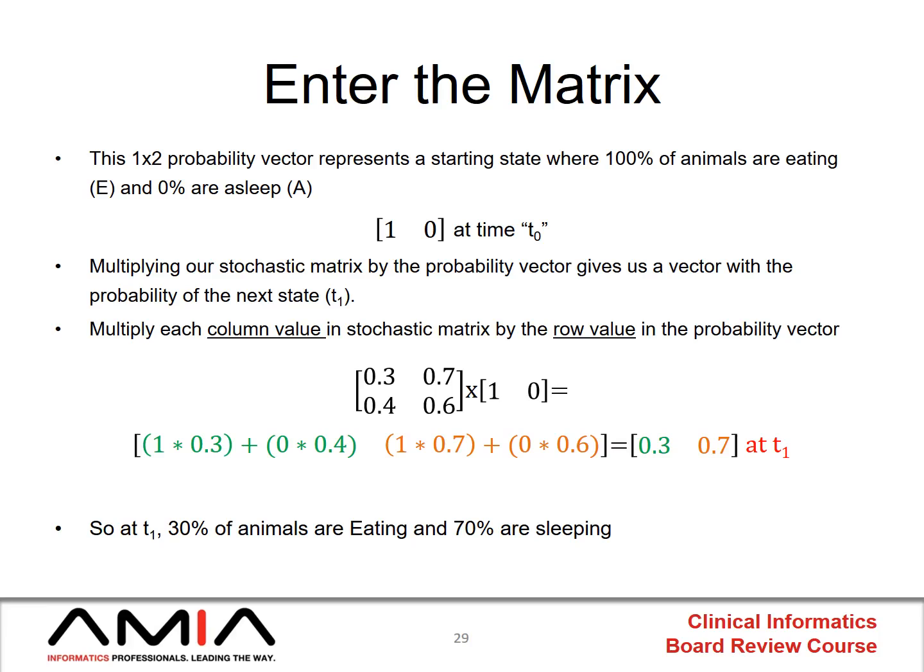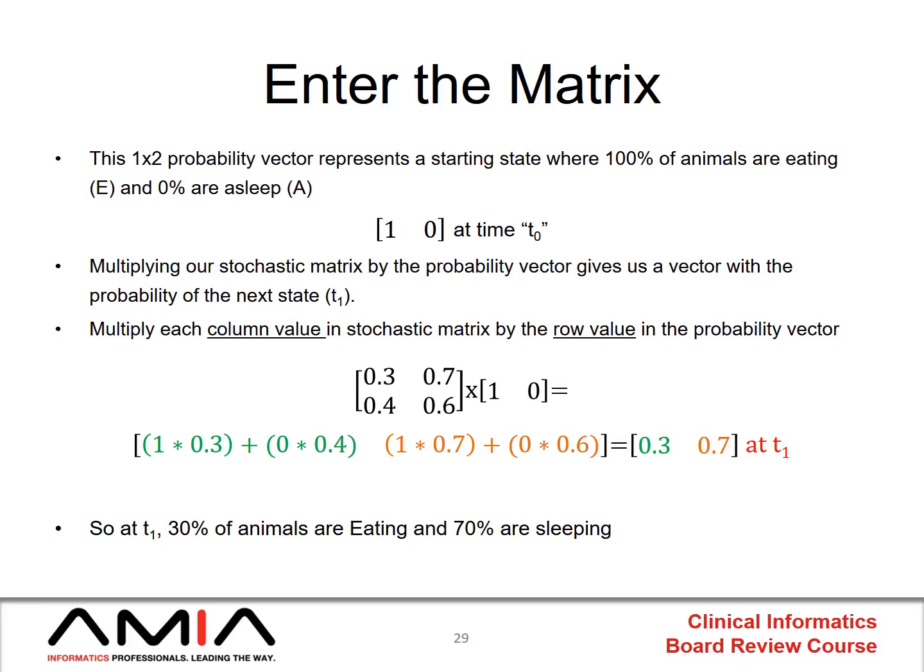And for the second value, I have to do 1 times 0.7 plus 0 times 0.6. And that gives me a new probability vector for time point 1. And you can see that it matches what we intuitively derived in the previous slides, which is that at time 1, you can expect 30% of the animals to be eating and 70% of the animals to be sleeping. And this gives us a way that we can actually continue to do this over and over again.